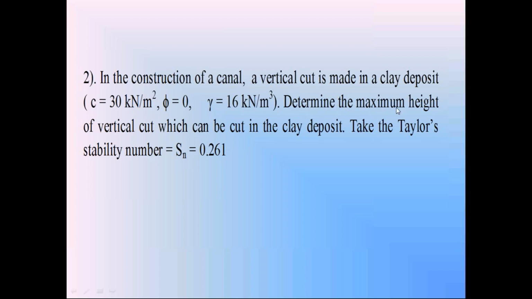Then determine the maximum height of the vertical cut. Find out the maximum height of the side of the canal, the maximum height of vertical cut which can be cut in the clay deposit, so that the vertical cut is stable. Take the Taylor stability number Sn as 0.261. So here they give the Taylor stability number 0.261.